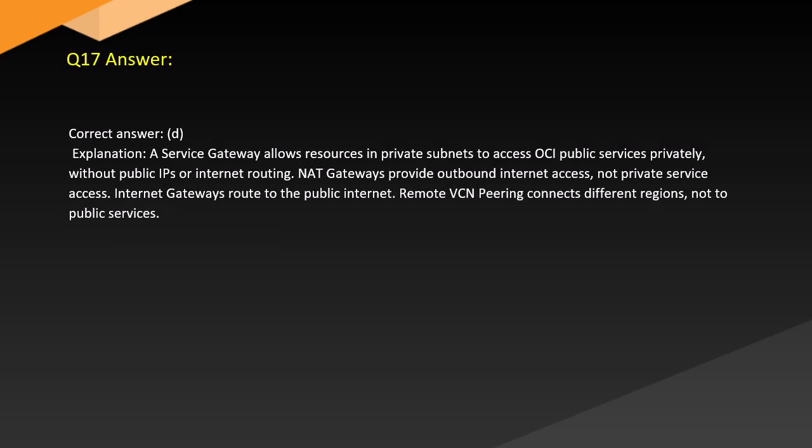Answer. Correct answer: D. Explanation. A service gateway allows resources in private subnets to access OCI public services privately without public IPs or internet routing. NAT gateways provide outbound internet access, not private service access. Internet gateways route to the public internet. Remote VCN peering connects different regions, not to public services.